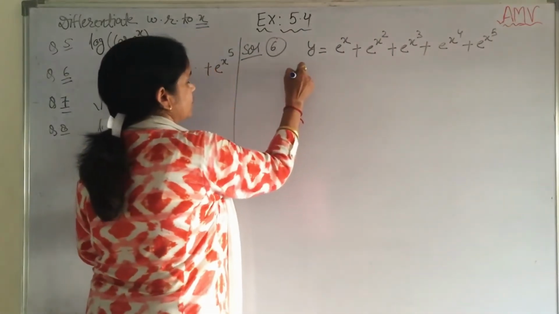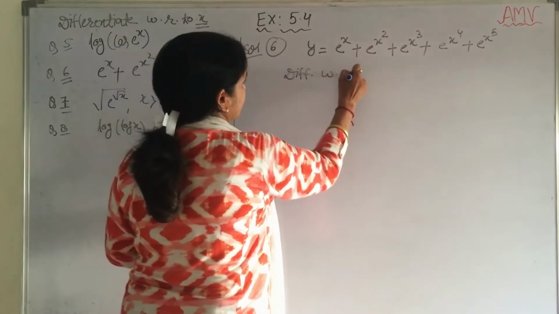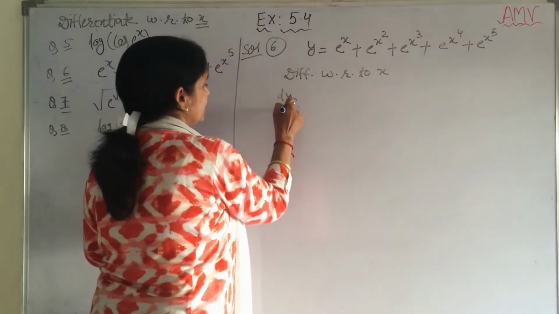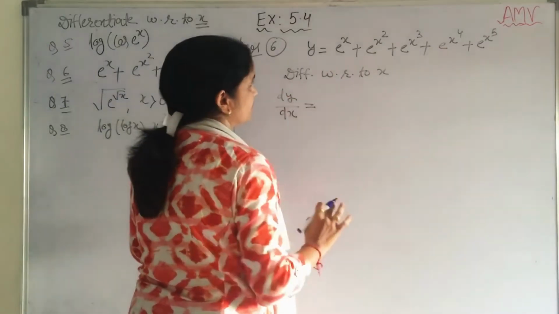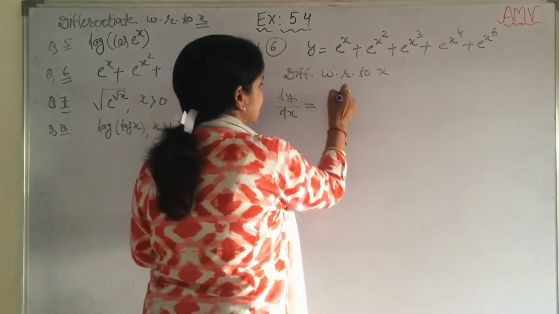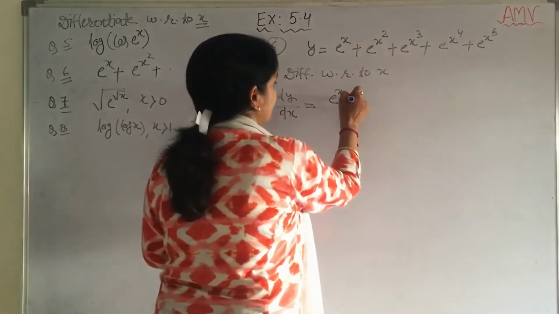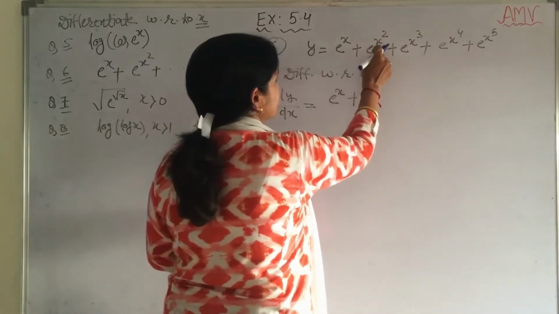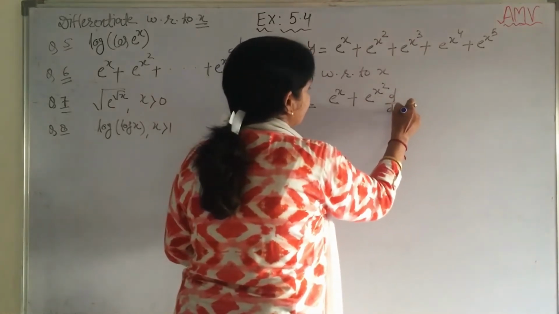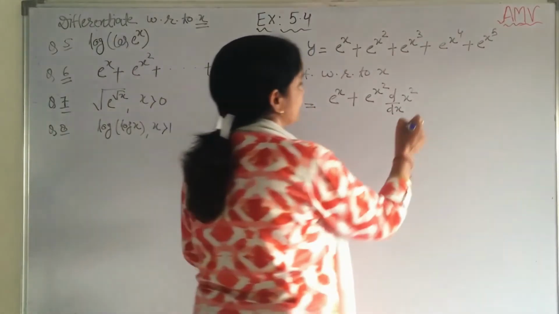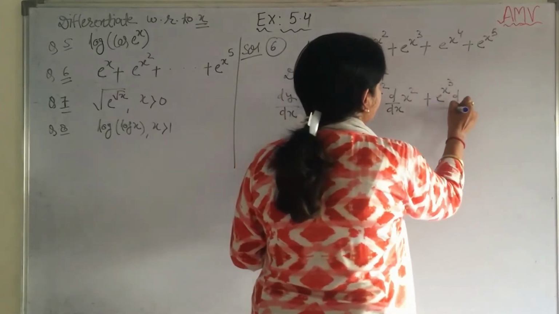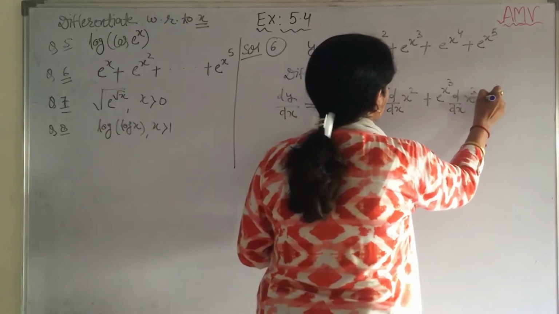Now differentiating with respect to x, y becomes dy by dx. Here I am taking the differentiation. Differentiation of e raised to x is e raised to x as it is, plus. Now differentiation of e raised to x square: first write e raised to x square and now the derivative of x square. Plus, same as here, it is e raised to x cube and the derivative of x cube.